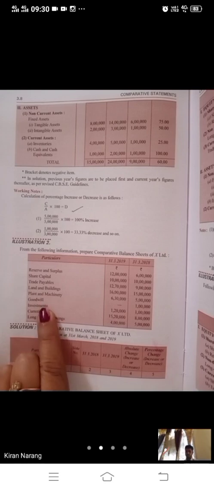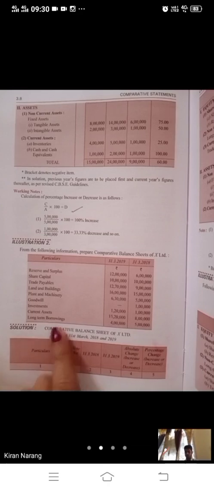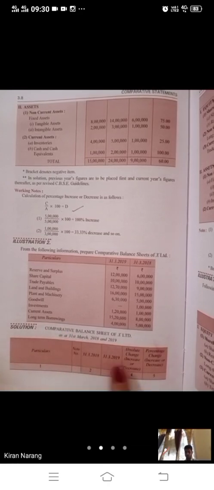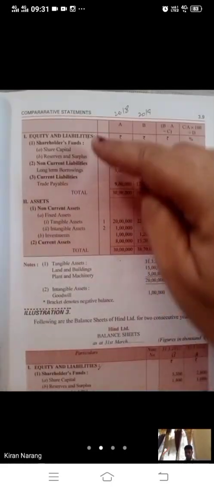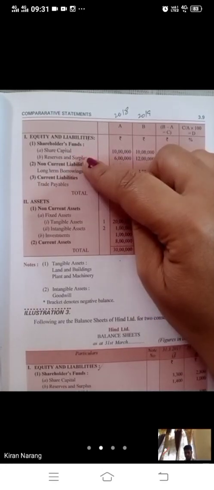Tangible fixed assets, goodwill, intangible fixed assets, investment come below fixed assets. Then current assets, then long term borrowings are non-current liabilities. So you have to make the format, and then you have to put the items in their respective heads. You should know what the major heads are and where you have to keep these. These are the subheads which are given to you in the question. You have to put them in the appropriate heads.